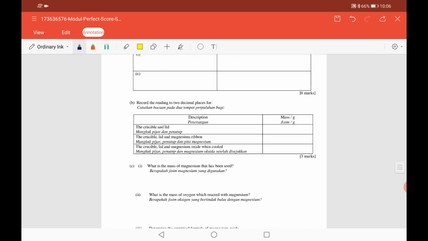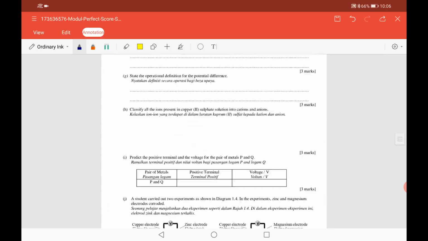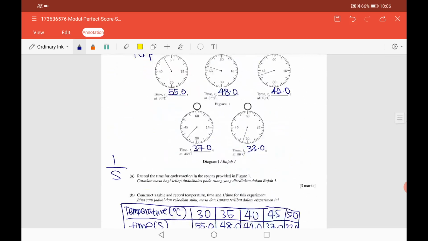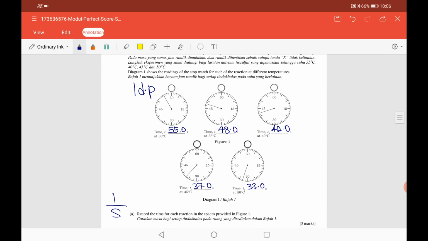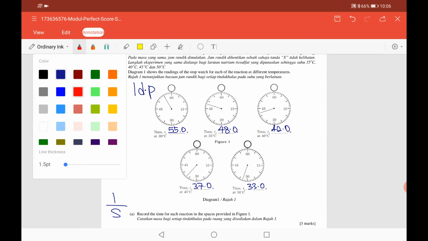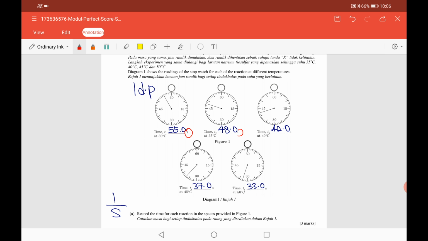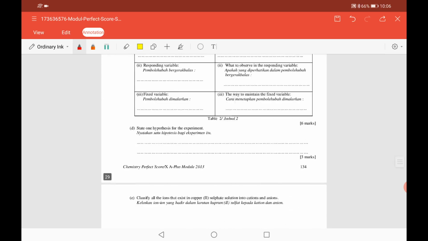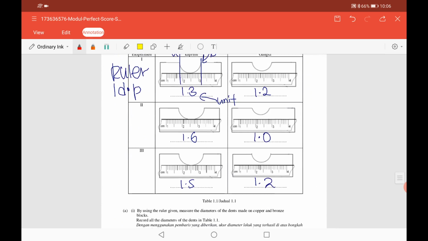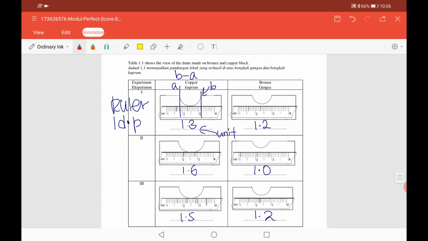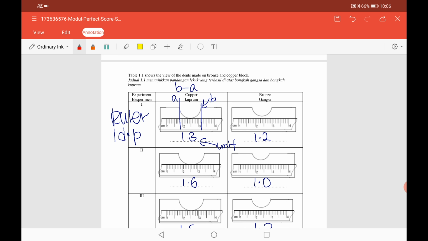Look at the question just now. Sometimes they are very kind, they give you the unit. Let's say the question we had just now for the stopwatch, you see the unit is given, second. They give you the unit at the back. But for this question that we are doing now, they are not giving us the unit. So when they're not giving us a unit, we have to put it in ourselves. What is the unit for the ruler here? As you can see on this picture, it is centimeter. So we have to put in the unit centimeter.